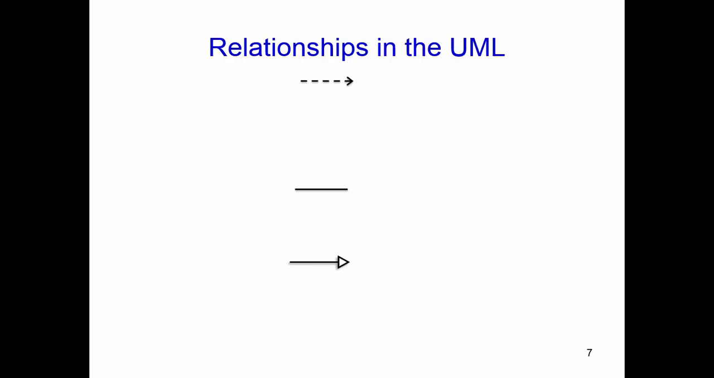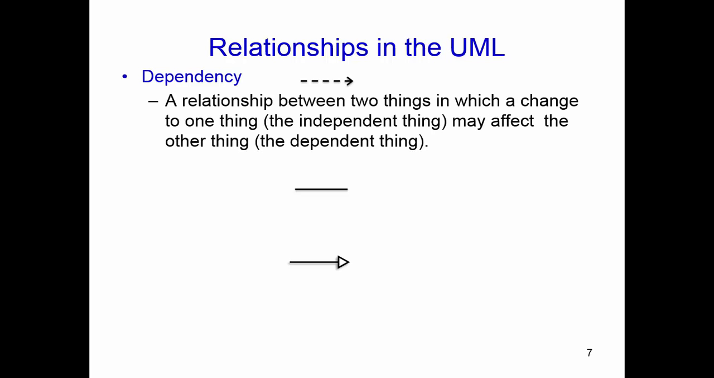Relationships in the UML diagram. Relationships are represented by the use of arrows. So here are 3 of them. This dotted line with the arrow at the end, the simple line, and this arrow with the white head. They're all different in some sense. A dependency is defined by a relationship between 2 things in which a change to one thing, the independent thing, might affect the other thing. And that's represented by that dotted arrow.